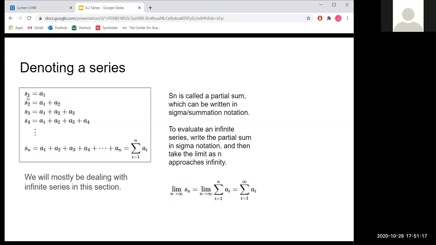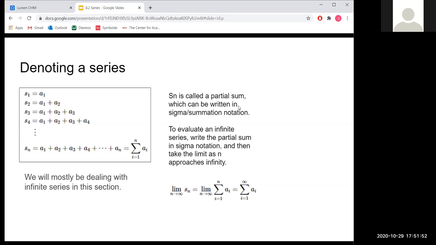So those sums, s of 1, s of 2, s of 3, s of 4, have a special name. It's called a partial sum. The reason why it's called that is because you're adding all the numbers that make up a part of the series. So in this section, we're mostly going to be dealing with infinite series, which means you're adding up infinite numbers. But if you just add like the first 4 numbers, that's s of 4, right? So that would be like a partial sum of the first 4 numbers. So it's called a partial sum.